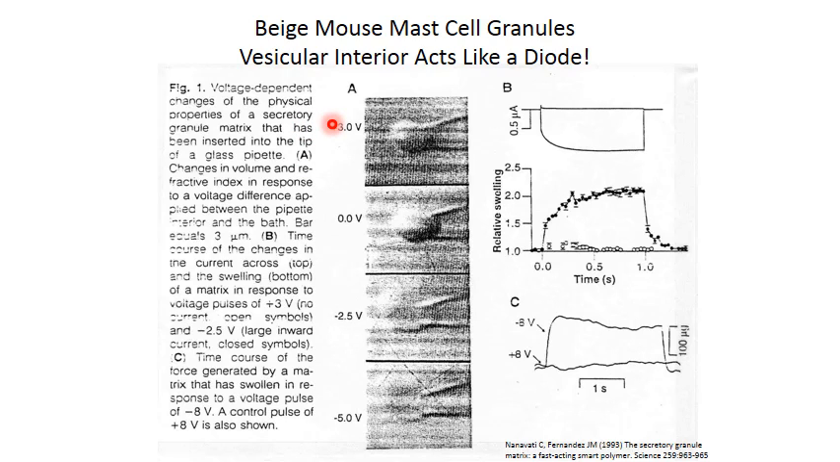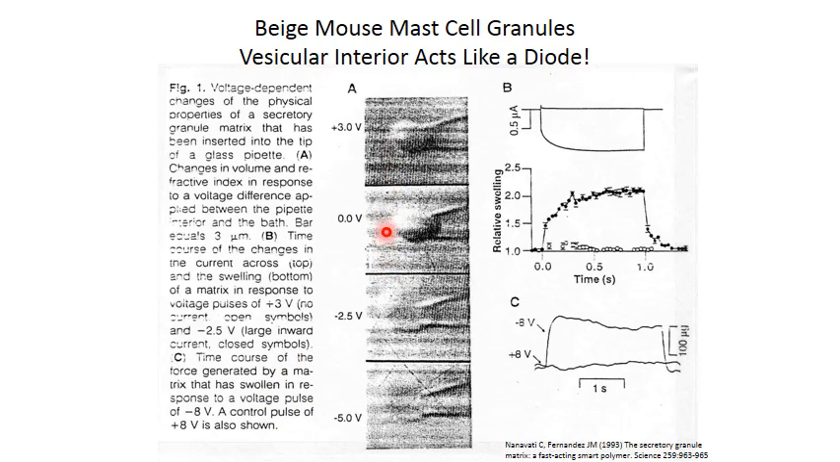Under conditions where that voltage is positive, there's no change in the size of that secretory granule. But when the voltage becomes negative across the secretory granule, you can see that it begins to swell and extend, and it's so extended that it's very hard here to even see the borders.